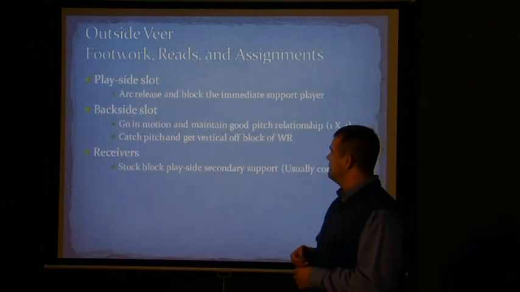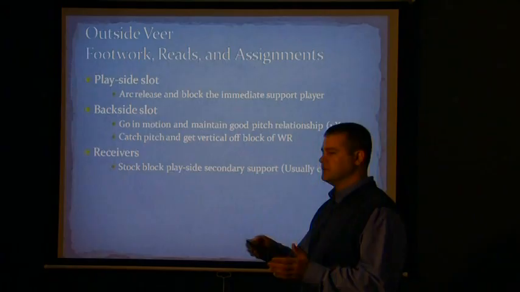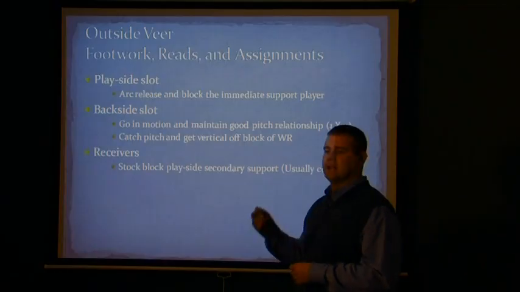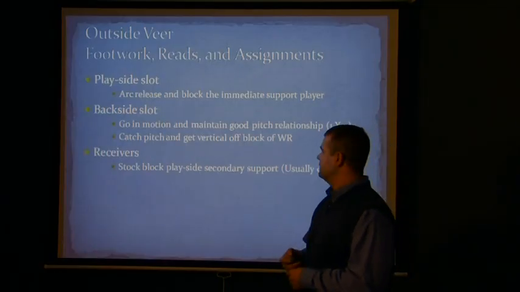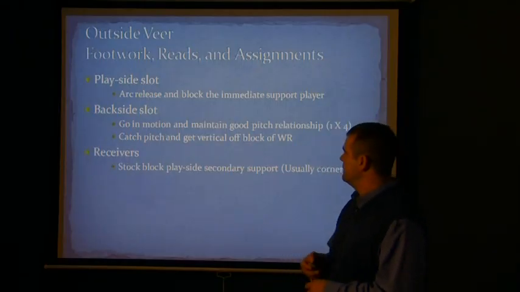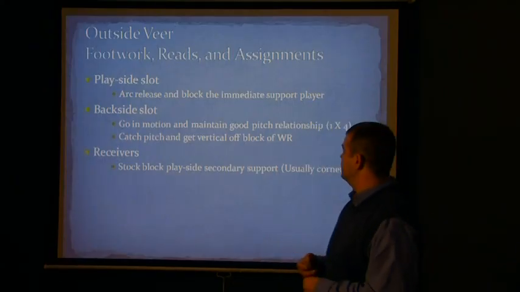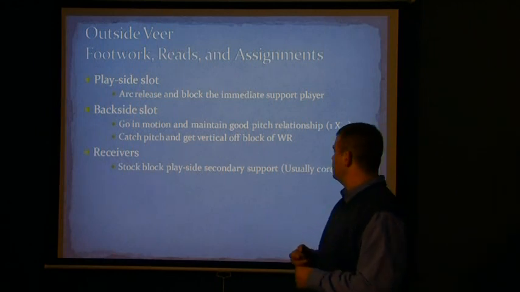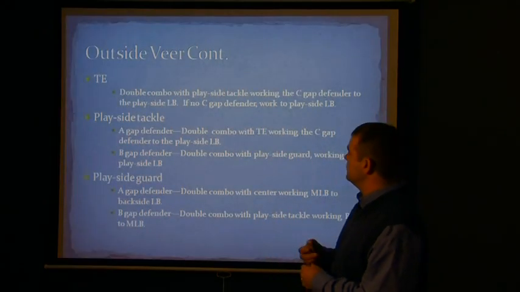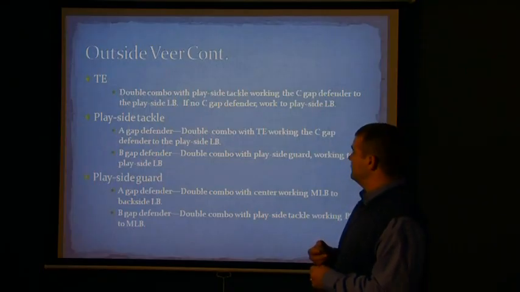Okay, let's look at the play side slot. Very similar to inside veer. This is one thing that we've tried to keep consistent between inside veer and outside veer. A lot of our blocking from our receivers in our play side slots, we're not changing a lot, and that's important to us because they don't have to think as much. We're going to arc release and block the immediate support player just like we did on inside veer. Backside slot's going to try to get in that pitch relationship, running through the heels of the fullback, and our receivers are going to base stalk the corner. You can run this to an open side, to a tight end side, and that's something you can do without a receiver out there, and we've done that quite a bit.